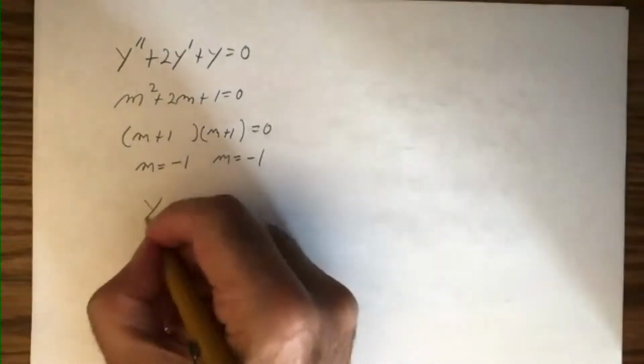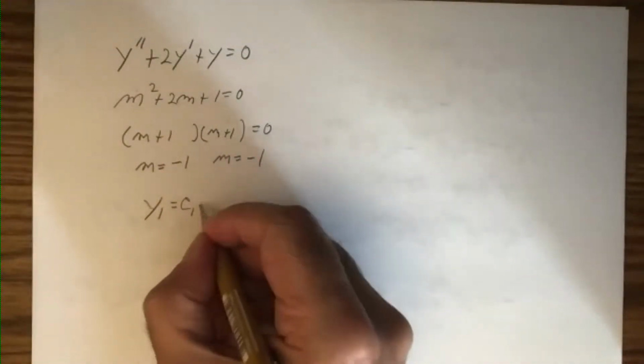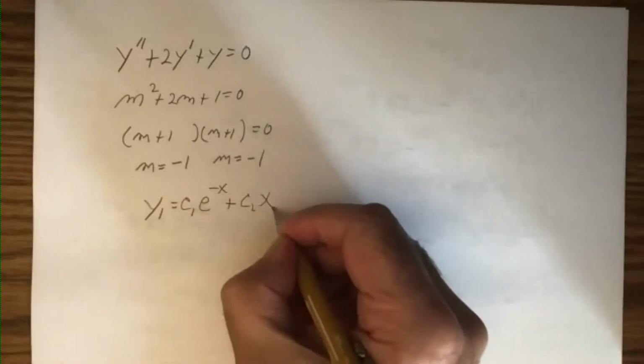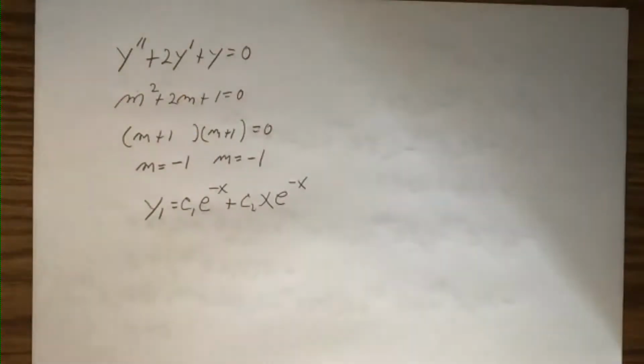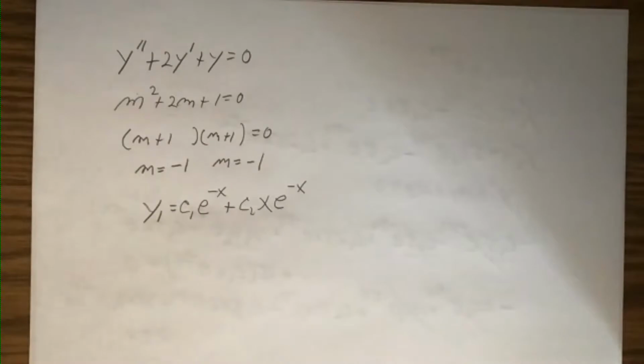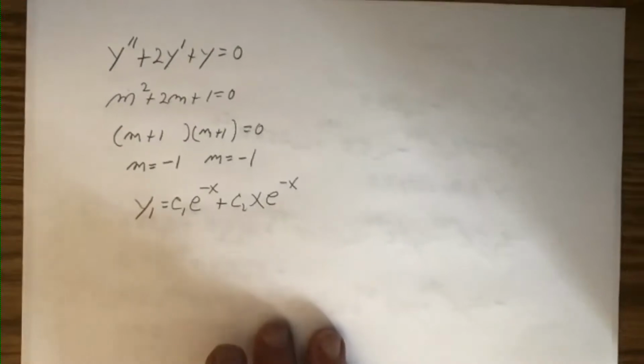So my solution is simply C1 e to the minus x plus C2 x e to the minus x. That's it. That's the solution. Piece of cake, right? Am I right? Okay. Let's maybe do one more problem.